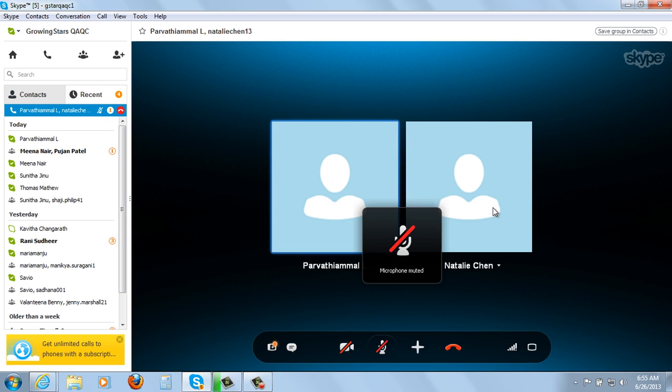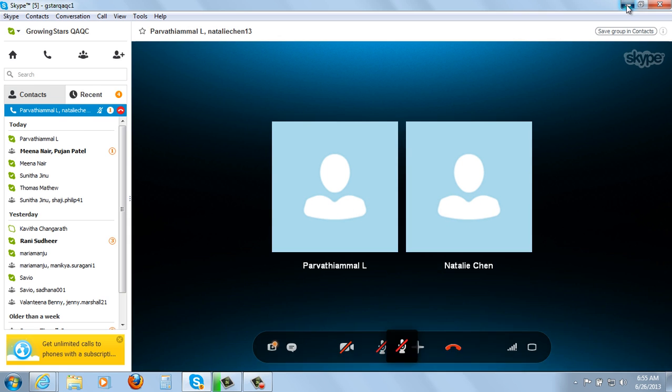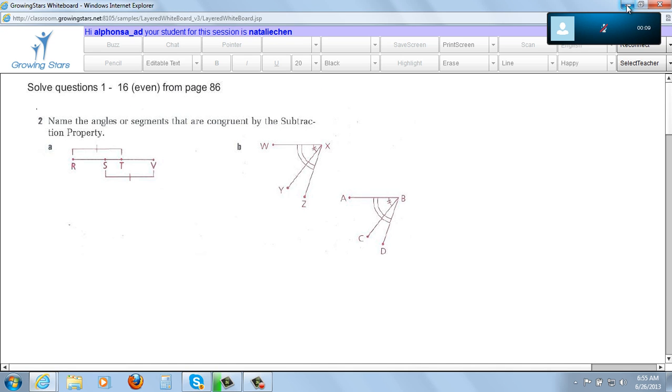So can you see the question on the board? Yeah. Name the angles or segment. This was the homework given yesterday, the even numbers. I just copied that second question.